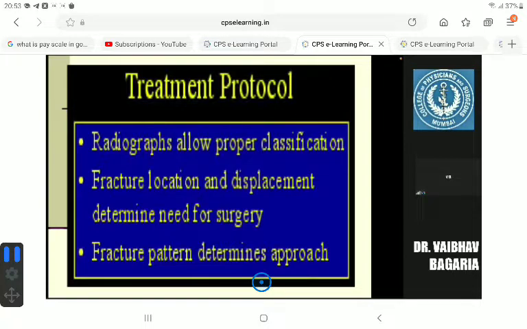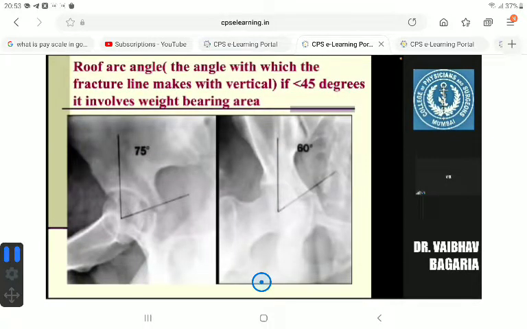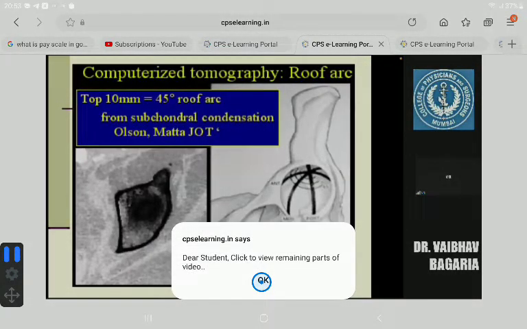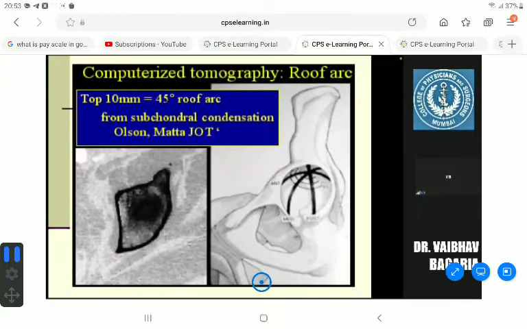Now, treatment protocol depends on the fracture line, the fracture configuration, and the amount of displacement. The roof arc angle is a very important concept. It's the angle which the fracture line makes with the vertical. If less than 45 degrees, it involves the weight bearing area. Now, on the CT, the top 10 millimeter is equal to 45 degree roof arc angle, and this is because that's where the subchondral condensation can be seen.